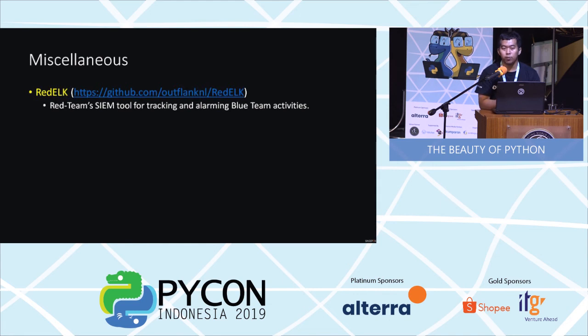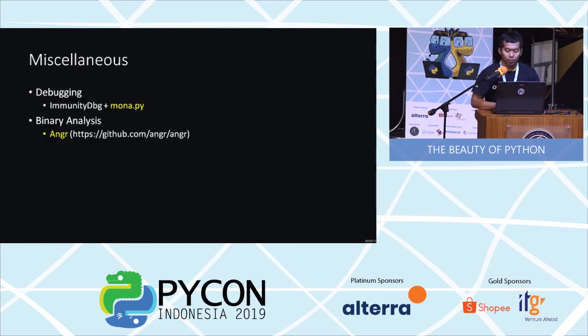Another tool that is not mentioned in the steps of red teaming is RedELK. If you know SIEM, it's a tool for tracking any logs on our server, and it alarms us if the blue team is trying to detect us. So it's a prevention to avoid the blue team. There's a miscellaneous like debugging, and that's all.